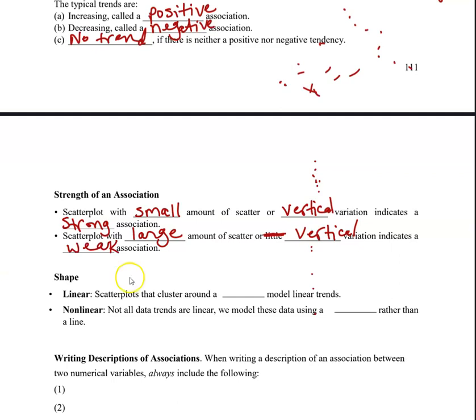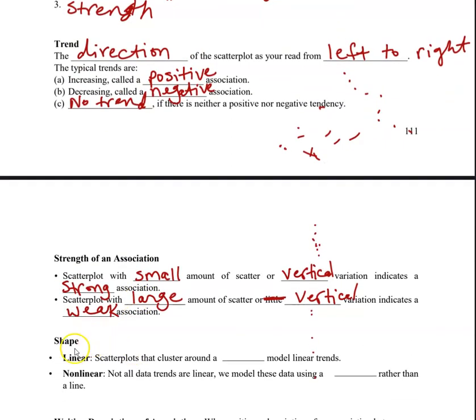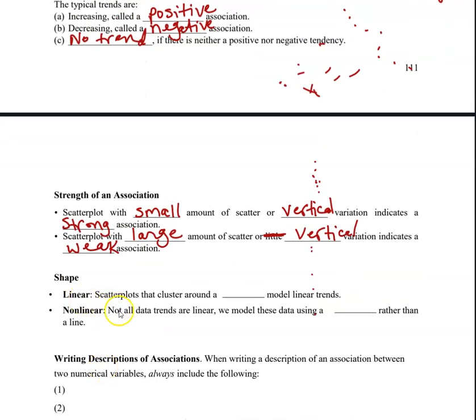It's not too bad. And then finally, shape. And actually, I probably should have put this first in the notes, so I may make that edit in your notes, so just be aware of that. But shape is the first thing you want to look at. The scatter plot is either linear or it's not for our purposes. So scatter plots that cluster around a line model a linear trend. Anything that you can't sort of visualize that line with indicates something that's nonlinear.